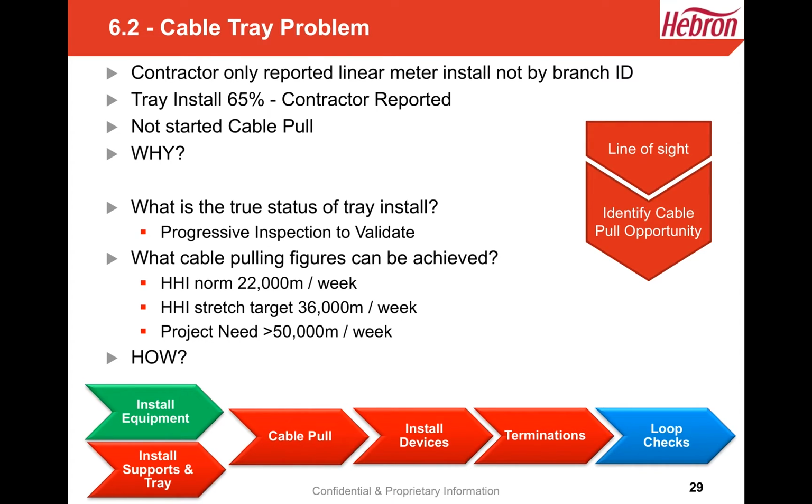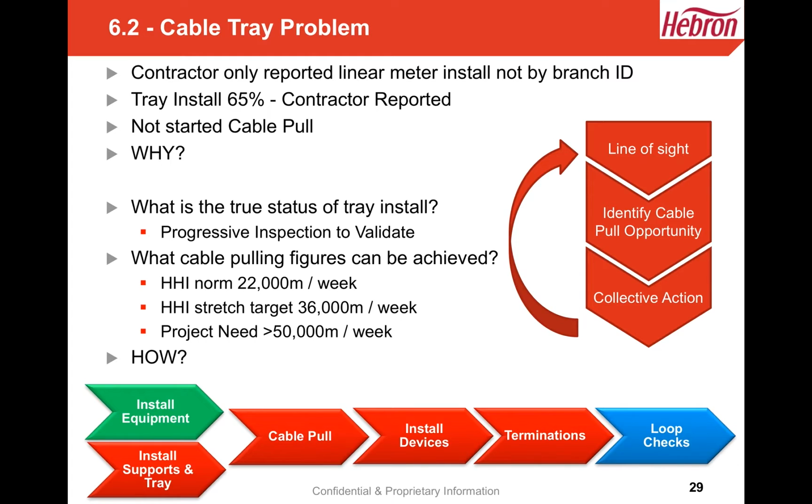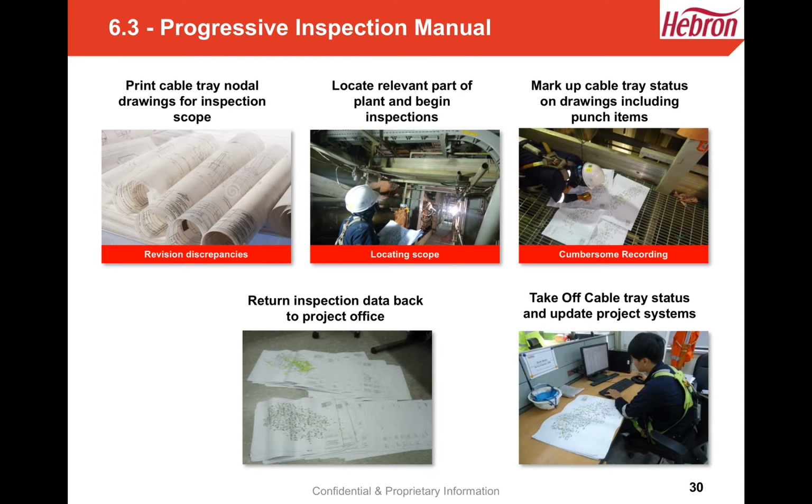Once we had line of sight, we needed to identify cable pull opportunities on a daily basis, and then we needed collective action, and this was then a repeated process. So what did we do? Initially, there was a manual progressive inspection process put in place. So the guys used nodal drawings, which is the cable routing layout drawings.